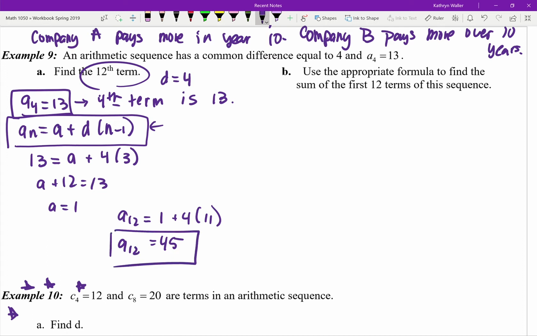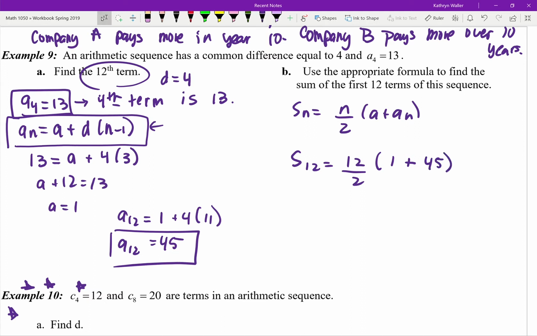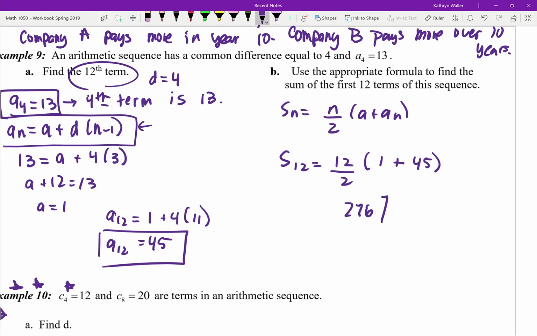Okay, next part. Use that formula to find the sum of the first 12 terms. Okay, so everybody write down the formula. S sub n equals n divided by 2 times a plus a sub n. So the sum of the first 12 terms is 12 divided by 2, times the first term we found over here to be 1, plus a sub 12, which is 45. So that is just 6 multiplied by 46, and your answer is 276. That's it.